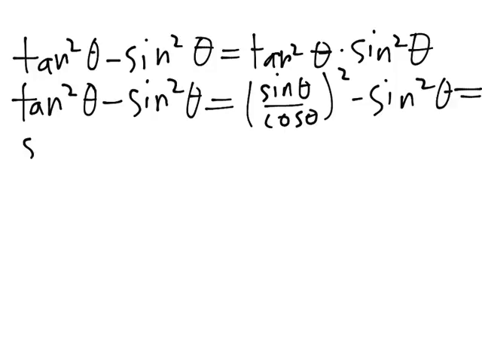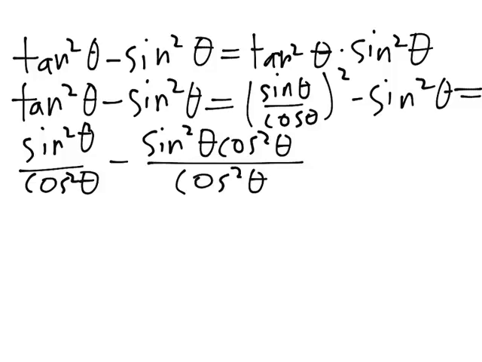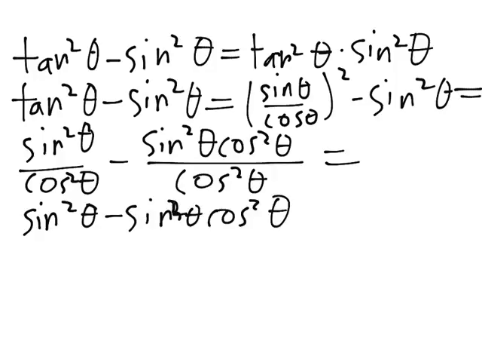So here we have sine squared theta over cosine squared theta, and we're subtracting sine squared theta, but we want the denominator to be cosine squared theta, so we can multiply it by cosine squared theta and then divide it by cosine squared theta. And now we can combine these, and we get sine squared theta minus sine squared theta times cosine squared theta all over cosine squared theta.